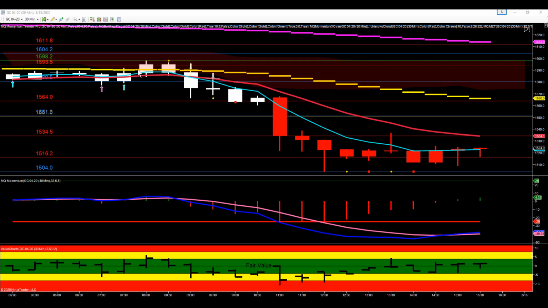Actually started to make a little push to the upside right here in gold. This bar opened down here, closed up here. In fact, we had two really bullish bars in a row. This bar opened at the bottom, closed at the top. This one opened at the bottom, closed at the top. But then we got just the opposite.